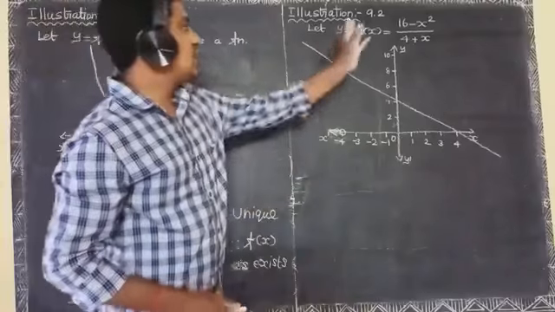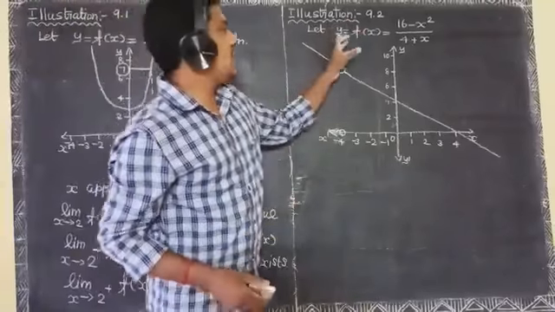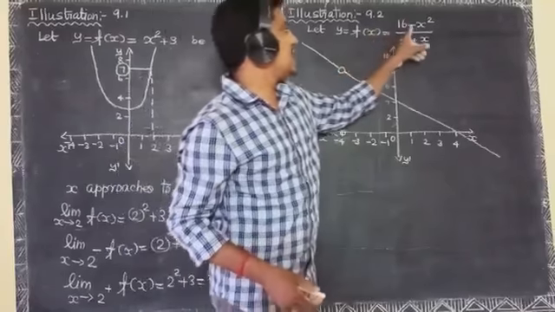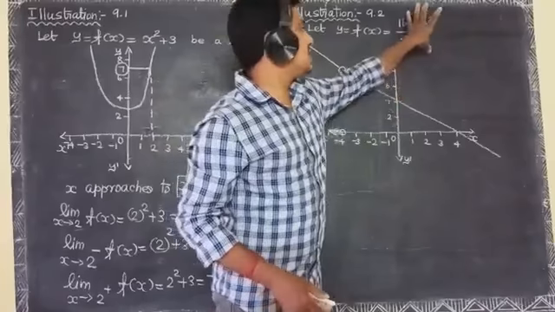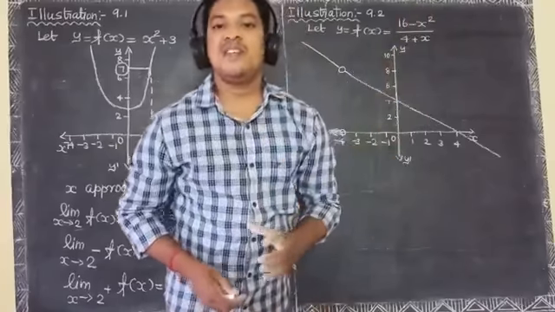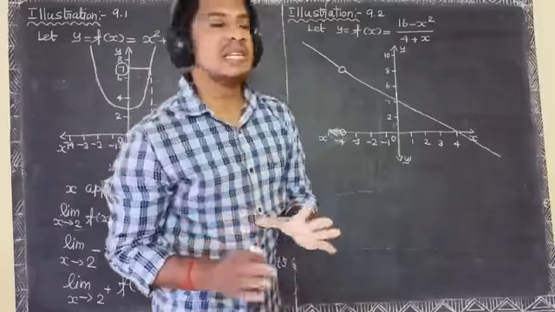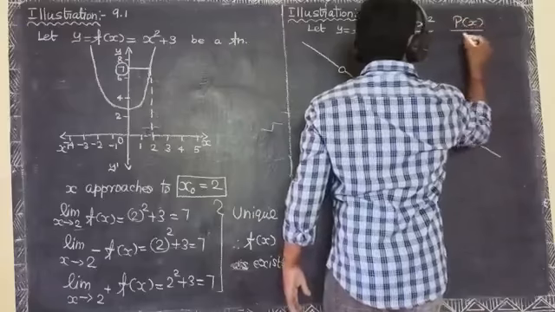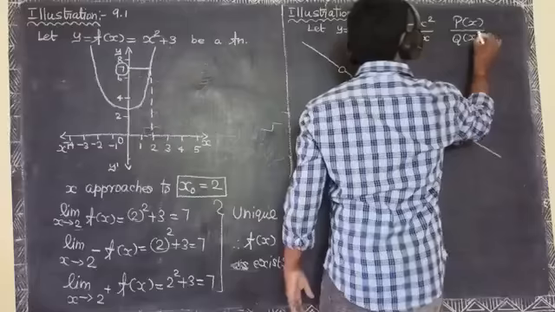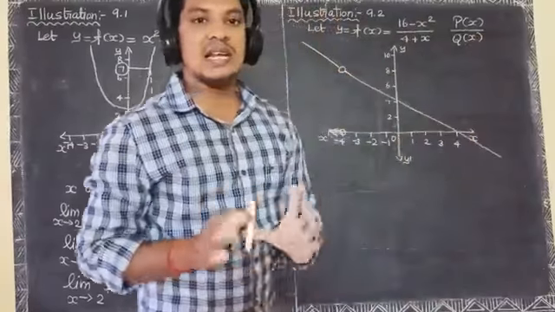In the second illustration, let y equal to f of x equal to 16 minus x square divided by 4 plus x. This is a rational function. What is meant by a rational function? A rational function means p of x divided by q of x.